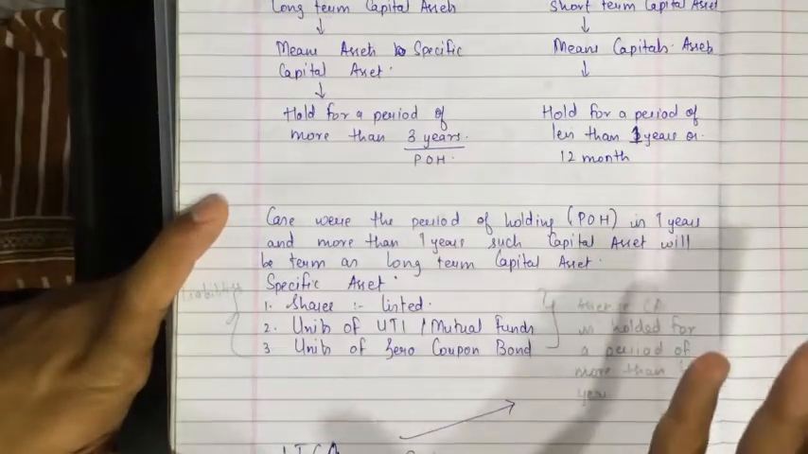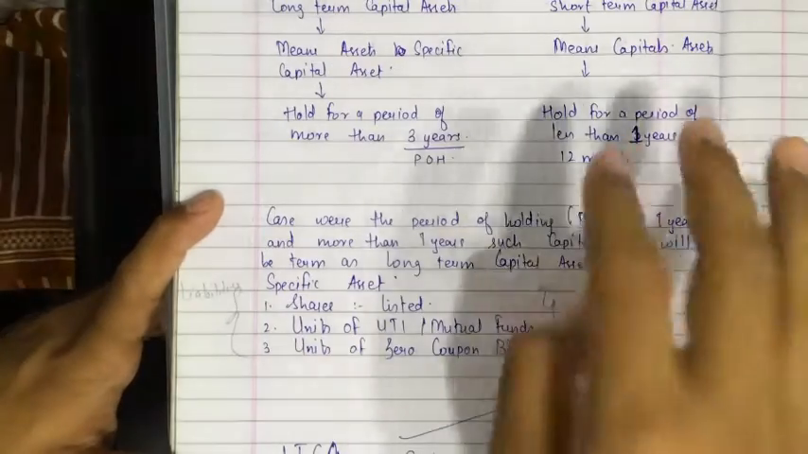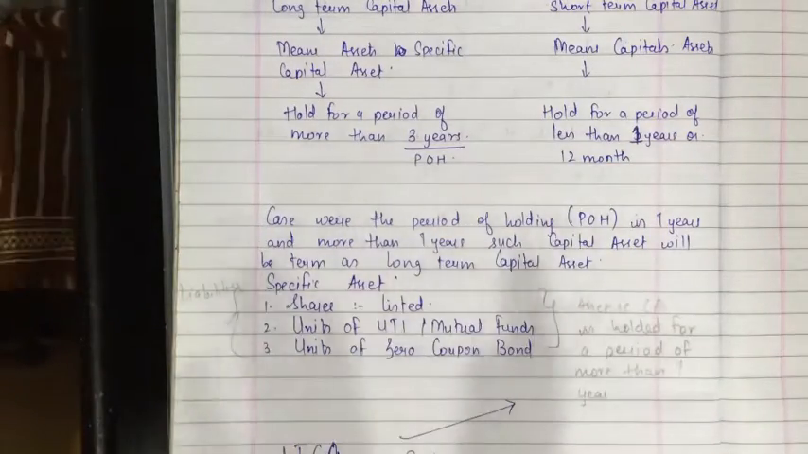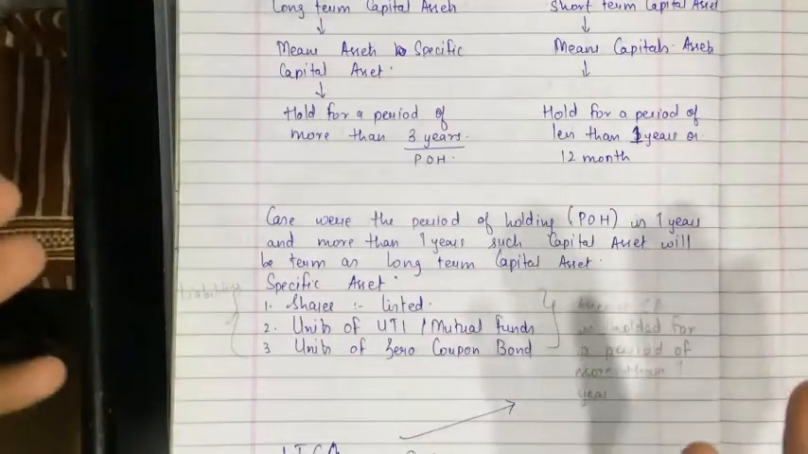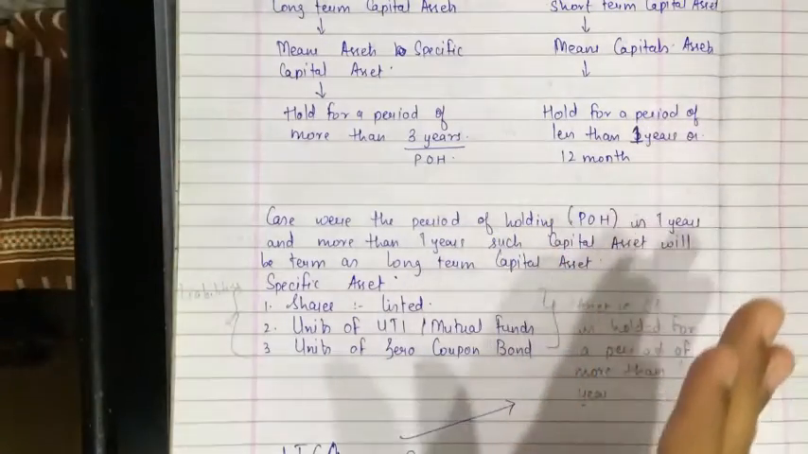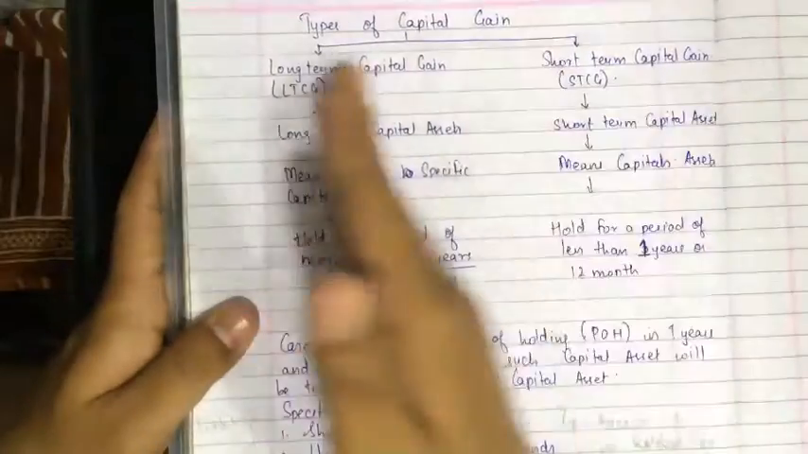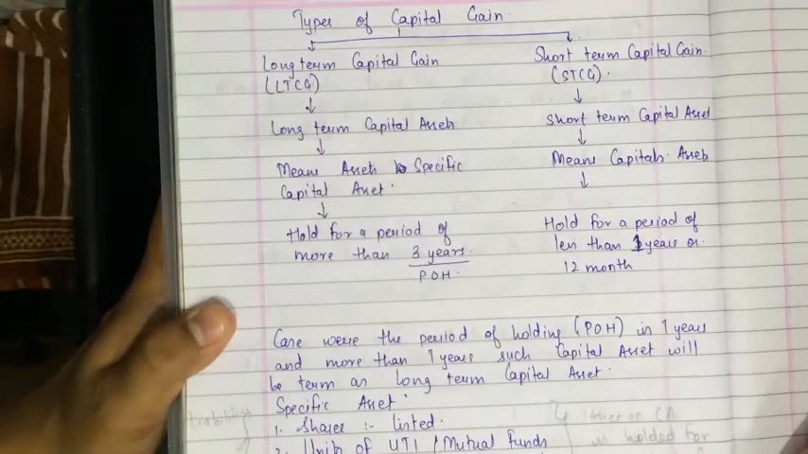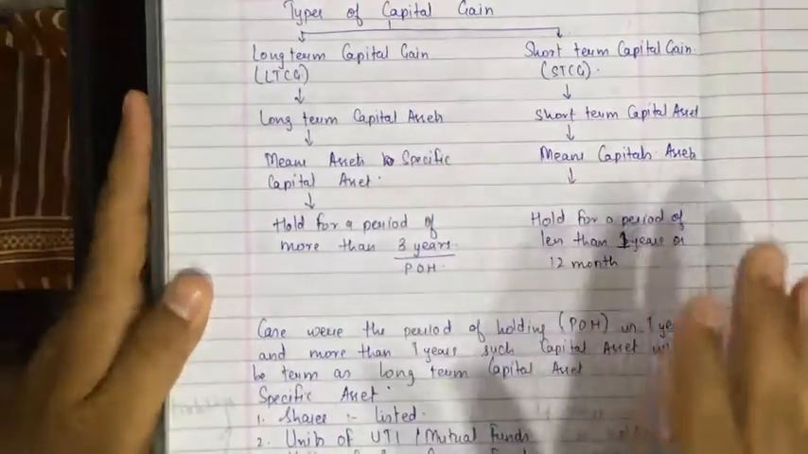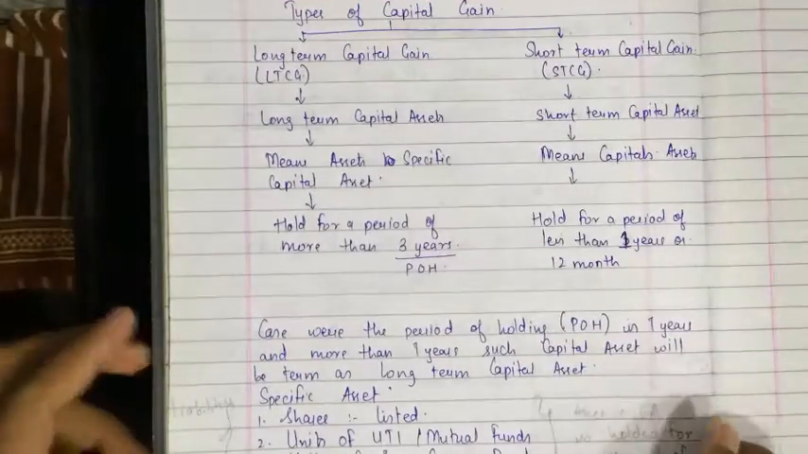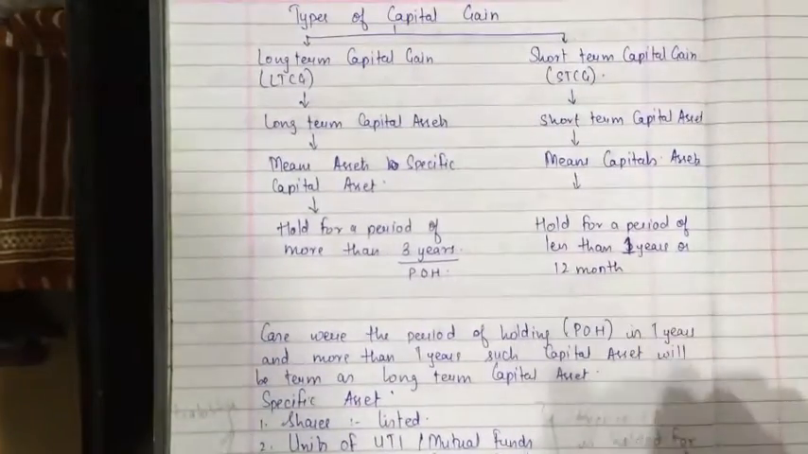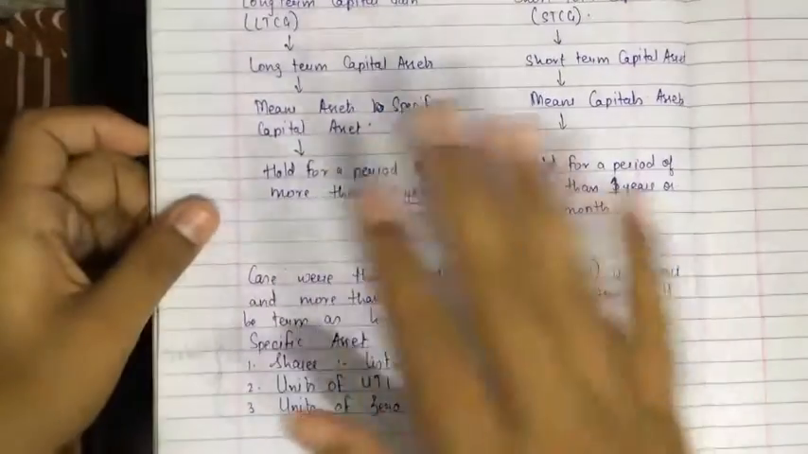They can be held for more than 1 year, but for the calculation of capital gain, if they are holded for a period of 1 year or equal to 12 months or more than that, then long-term capital gain will be applicable. So what is the difference between the long-term capital gain and short-term capital gain will be explained further in the video. So have patience. Why I am exaggerating on this long-term and short-term capital gain, you will understand now. I hope you have copied it down.